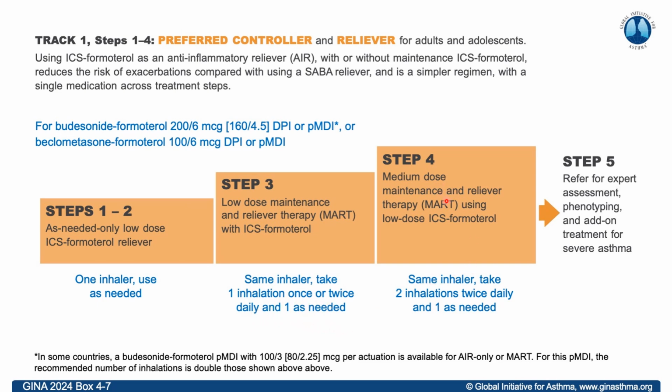And then step 4 is medium-dose maintenance and reliever therapy. That is the MART, using low-dose ICS. Same inhaler, you take 2 inhalations twice daily and one as needed. And then step 5, you add a LAMA and also assess the phenotype.